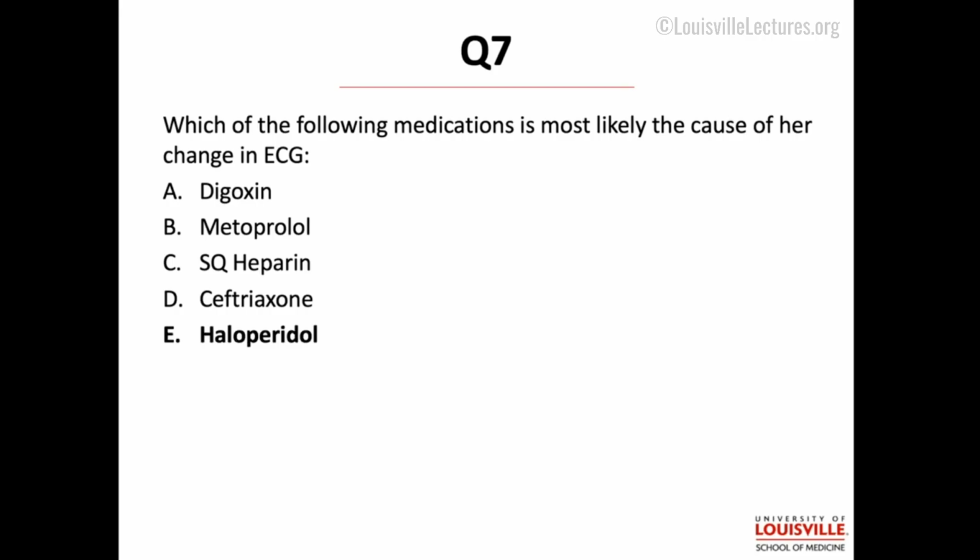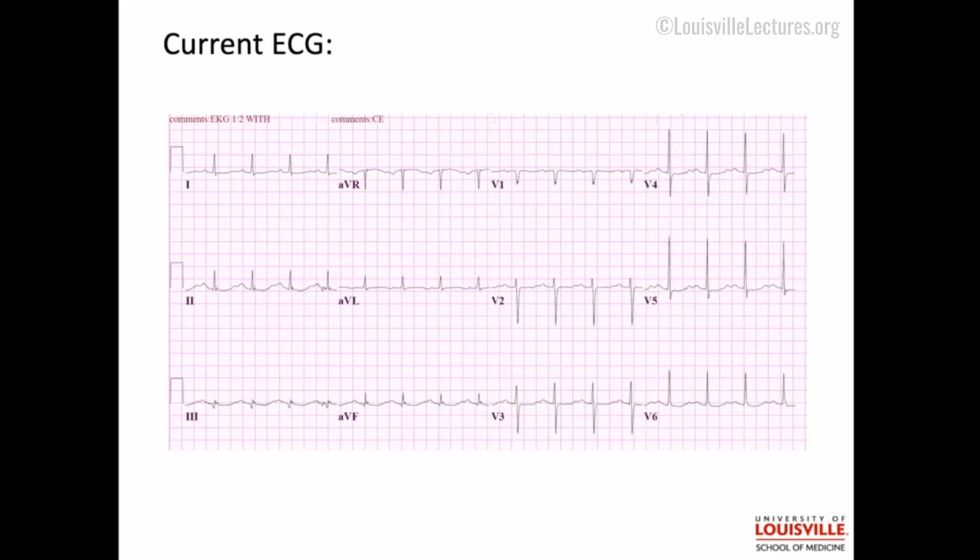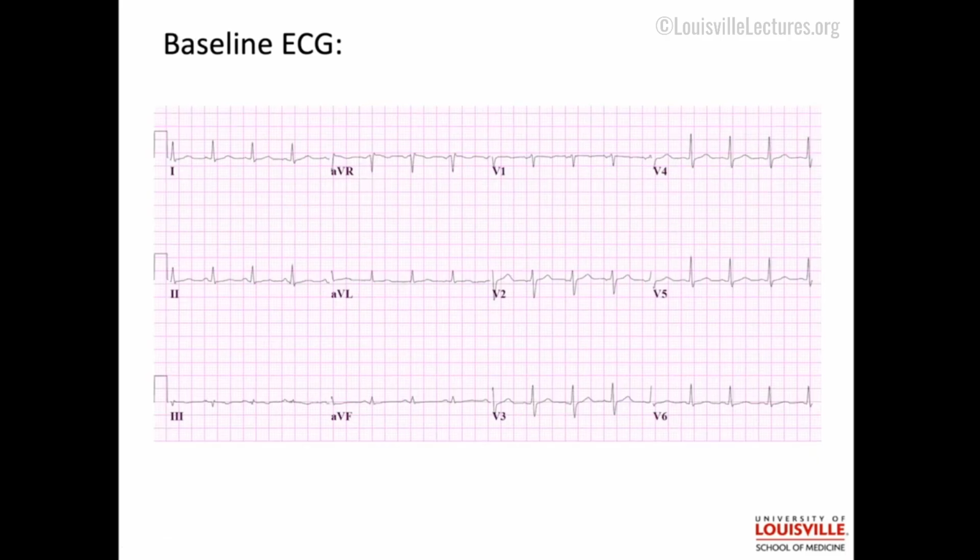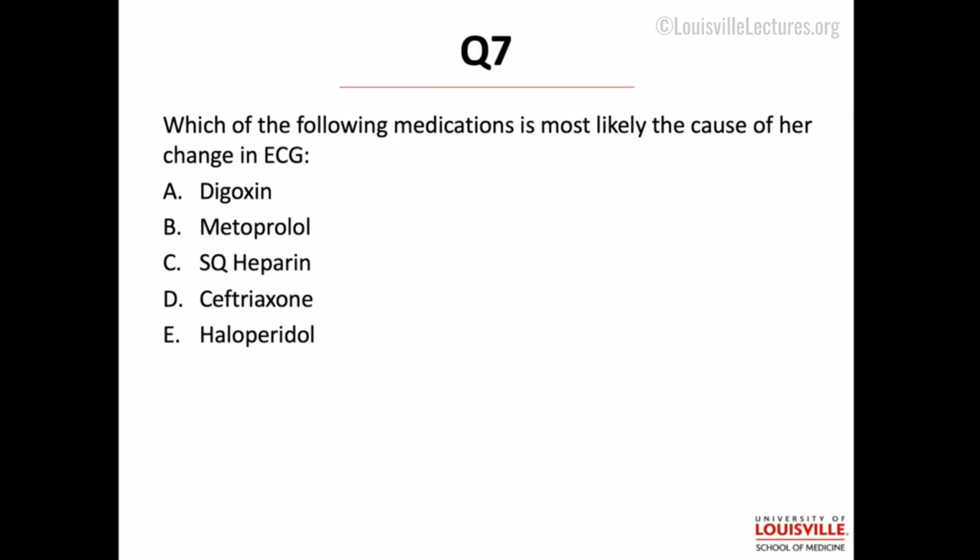And here's the answer. So the big change that you should have seen on these ECGs from here to here is QT prolongation. You can see it best probably here in lead V5, where you clearly see the end of the T wave blending into the P wave, but that's a very prolonged QT, particularly compared to where it was at baseline. And when you look at these medications, the main one that prolongs the QT is going to be haloperidol.